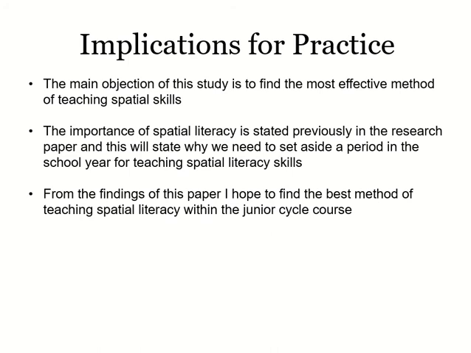And then from the findings of the paper, what is the best method of teaching spatial literacy within the junior cycle course? This might not be completely down to just freehand sketching, might not be completely down to orientation or spinning objects in a workbook, but it could be down to a mixture of both or three or four different teaching methodologies. This is my paper as of now.